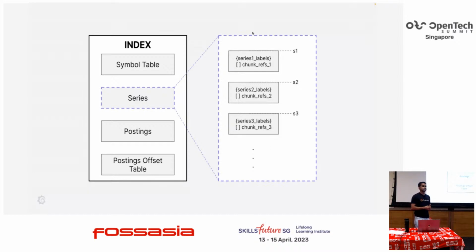And the series are stored in a sorted fashion based on their label values, like sort first based on the first label name and value, then the second label name and value, and so on. So if you take S1 and S3, we know that if we sort it again, S3 is gonna come after S2 and S1. So this is how series is stored. These are just simple plain information that's stored in the index.